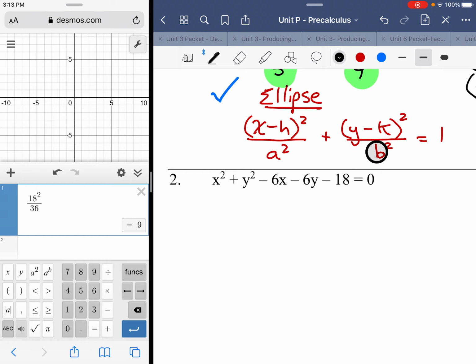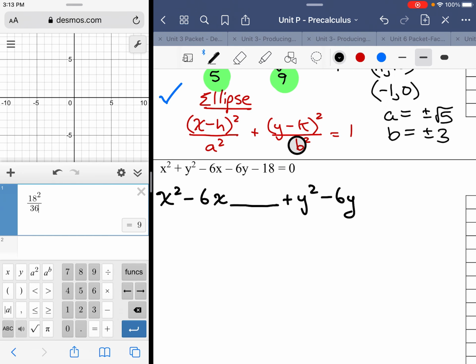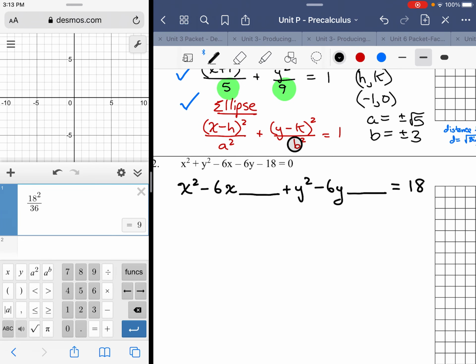So let's clean it up. X squared minus 6x, leave a little space to complete the square, plus y squared minus 6y. This time we do have to leave a little space to complete the square, and then move the 18 to the other side through proper equality properties. Use our completing the square technique, whatever one you like. I like b squared divided by 4a.